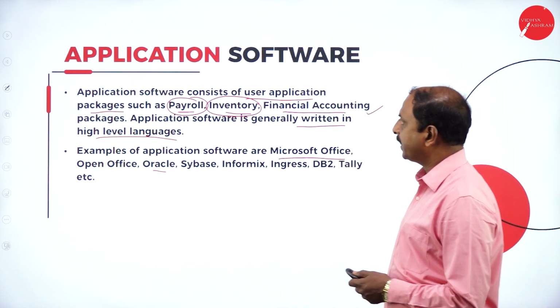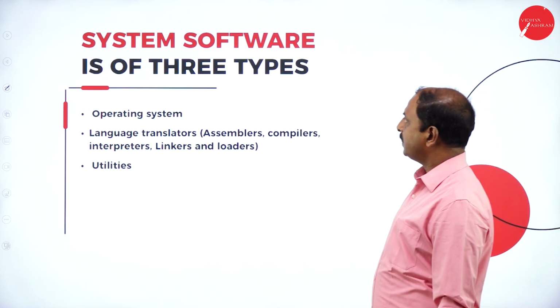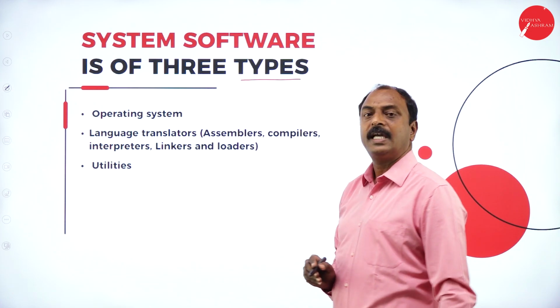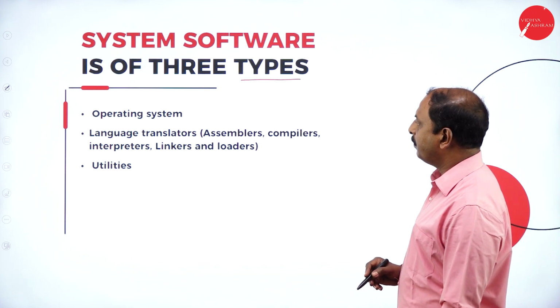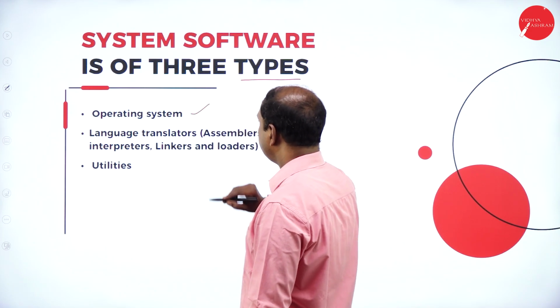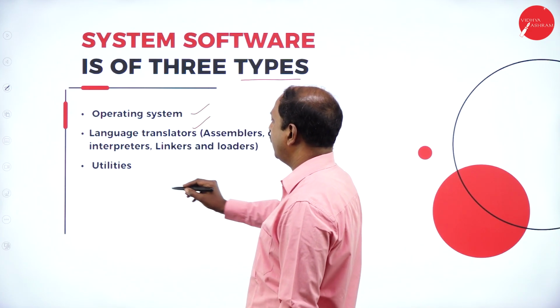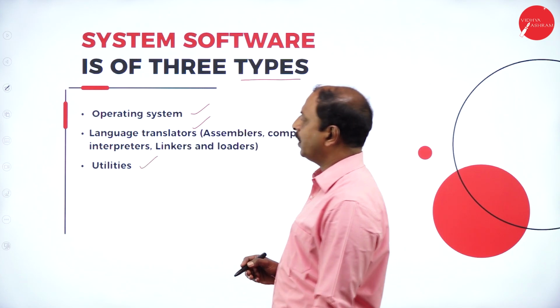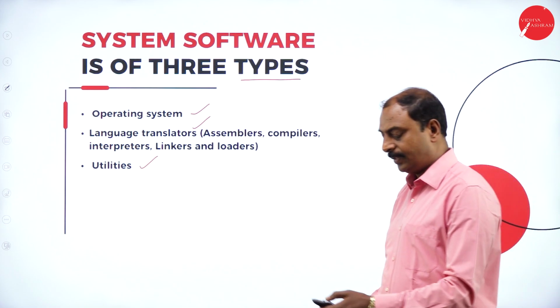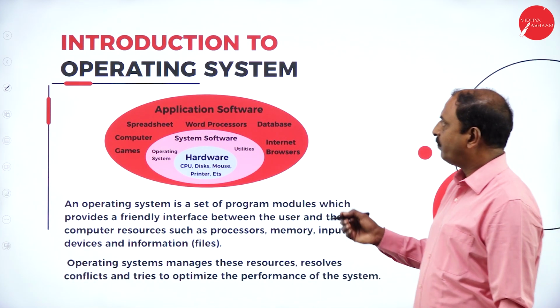Now let us move on to the next slide. Next, we see the system software and their types. Types of system software. Basically there are three types: operating system, language translator, and utility software or utilities. These are all different types of system software. Now let us see the first one.